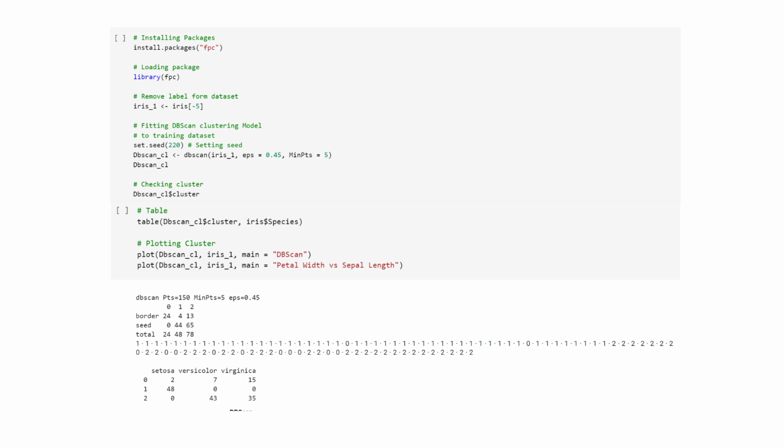Let us look at an example. We are going to look at the iris dataset, and we are going to use the DBSCAN function. Notice that we have to input the EPS and the min points values. To check the cluster, we can choose the $cluster function. First of all, if we look at the variable that stores the DBSCAN approach, we see that there are several borders, seeds, and then total in each of the different clusters. If you want to check the cluster labels, we see that the different cluster labels are 0, 1, and 2.